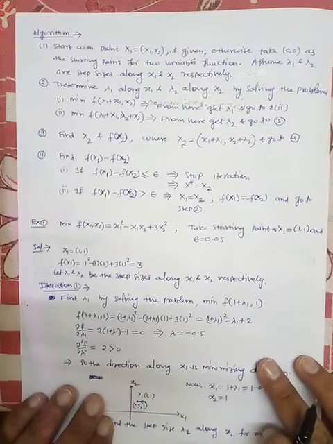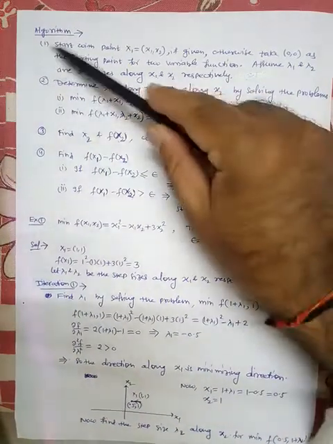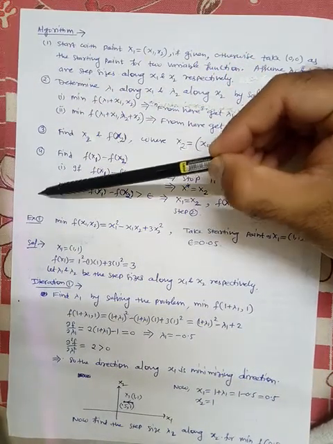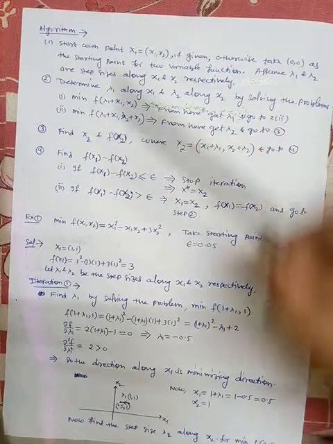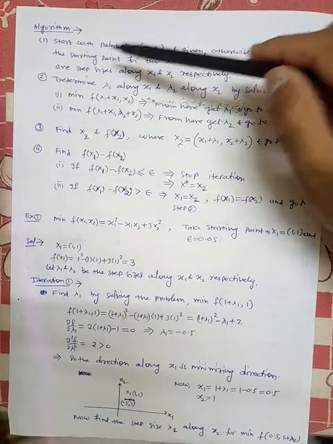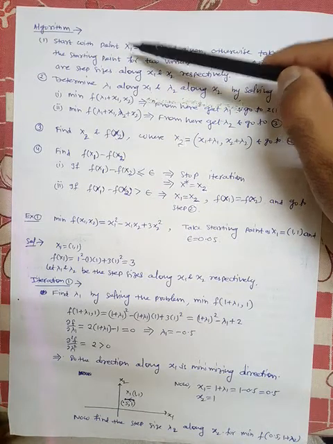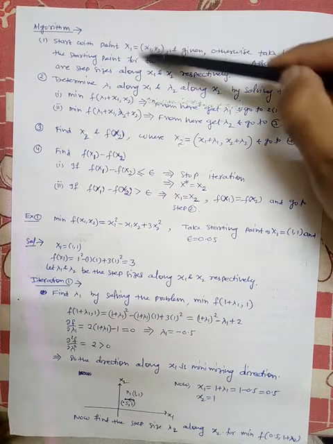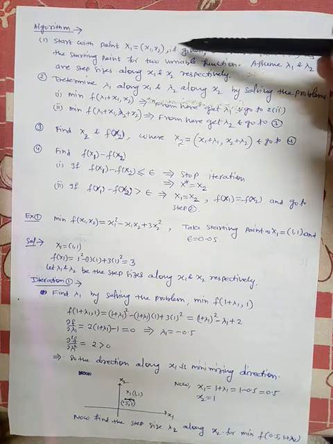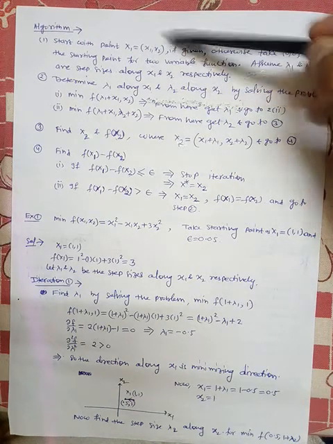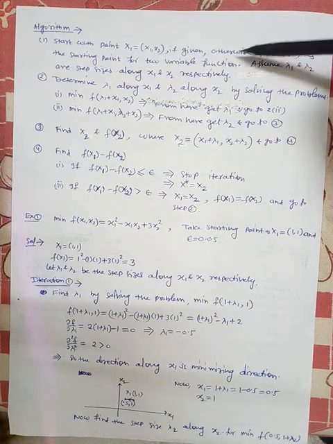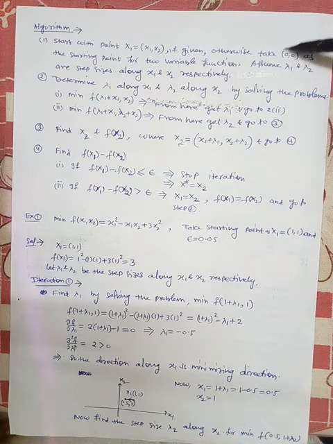Now the algorithm. The algorithm is divided into 4 steps. Step number 1, start with point X1, meaning x1, x2, a two dimensional problem. If this point is given to you initially, okay. Otherwise take 0 0, otherwise start with 0 0.